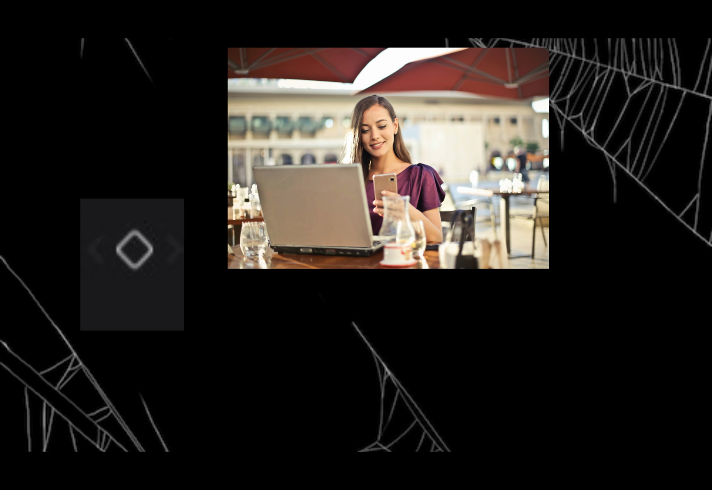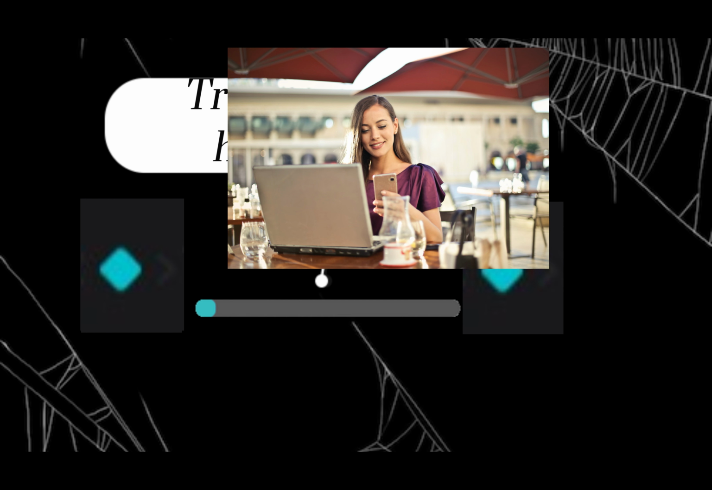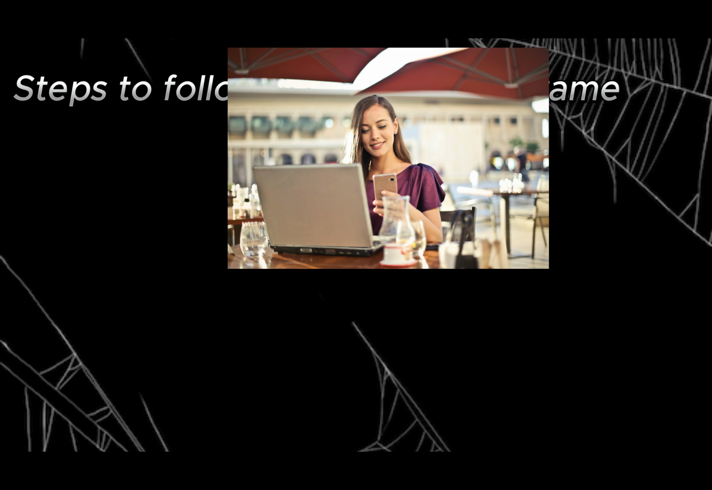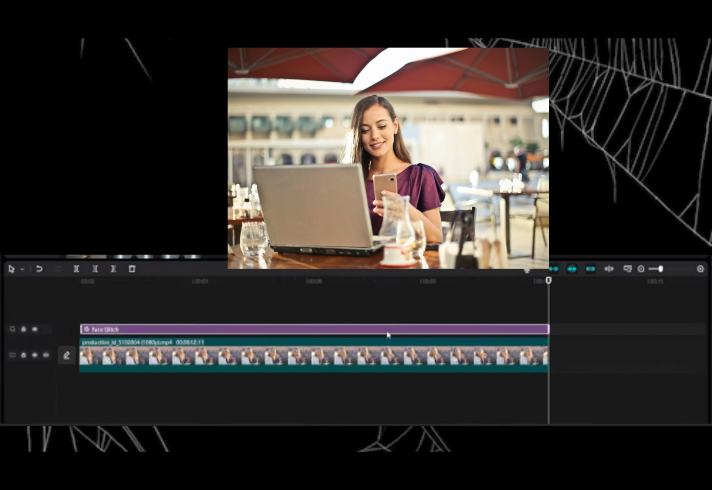A keyframe point looks like a diamond shape, where certain changes occur to make your content smooth and animated. In order to activate a keyframe, you need to follow four steps. 1. Select effects. 2. Place play.